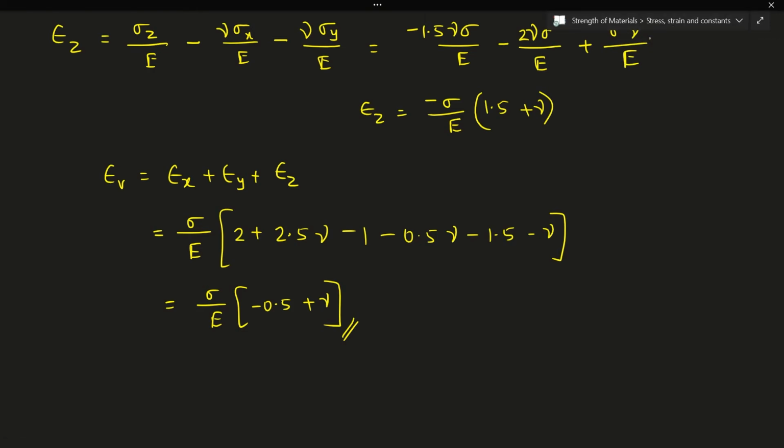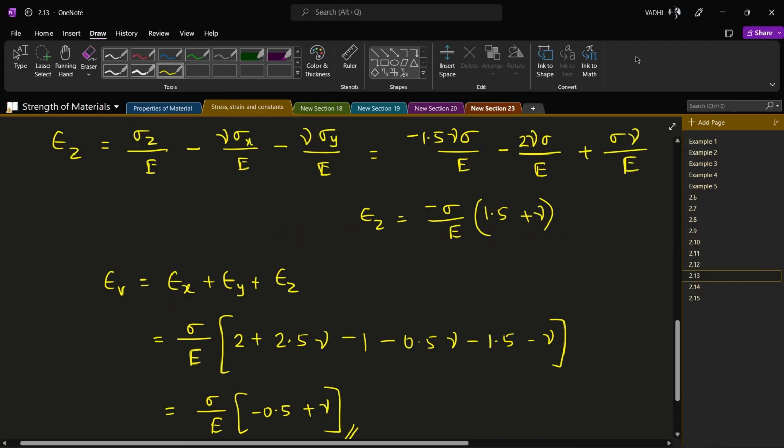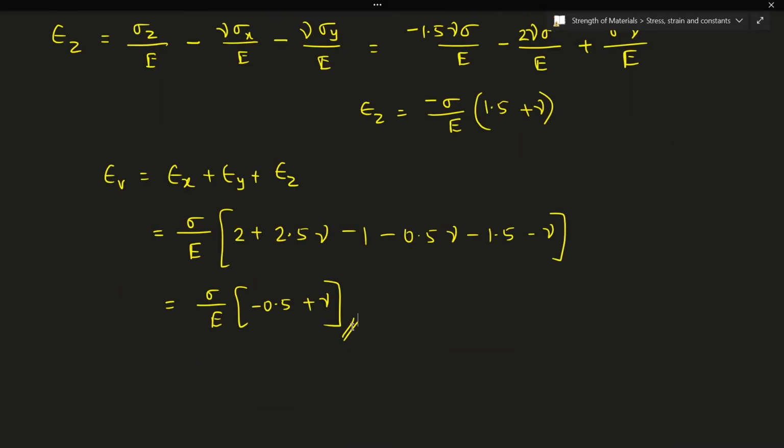So this is how we calculate the different changes for a prismatic bar if it is a tri-axially loaded element. I think I'll just take a few minutes to talk about elements of different shapes, right?